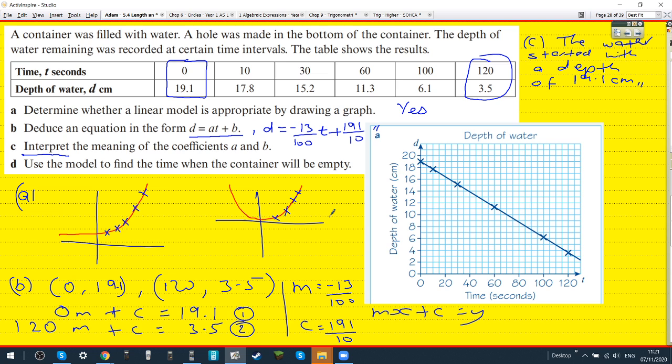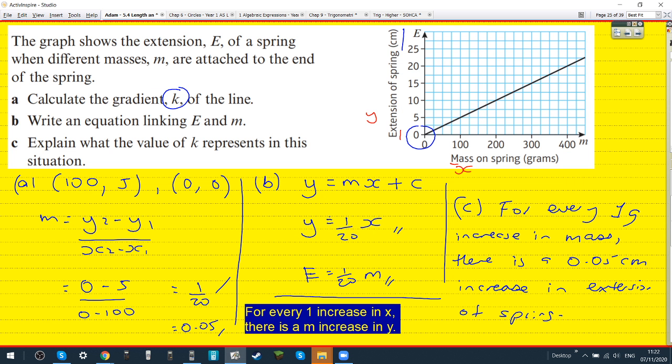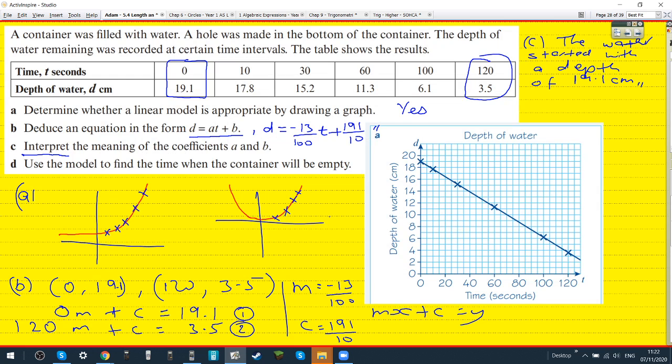Okay. So wouldn't you just say the depth of water is 19.1, so when the depth of water is 19.1, the gradient is always minus 13 over 100. So we gave them the gradient, minus 13 over 100. And they wanted it explained in terms of the question. Like how we did here, for every 1 gram increase in mass, the spring extends by 0.05 centimeters extra. So how about this one? So it'd be every 1 decrease in time. Okay. Increase in time. Yep.